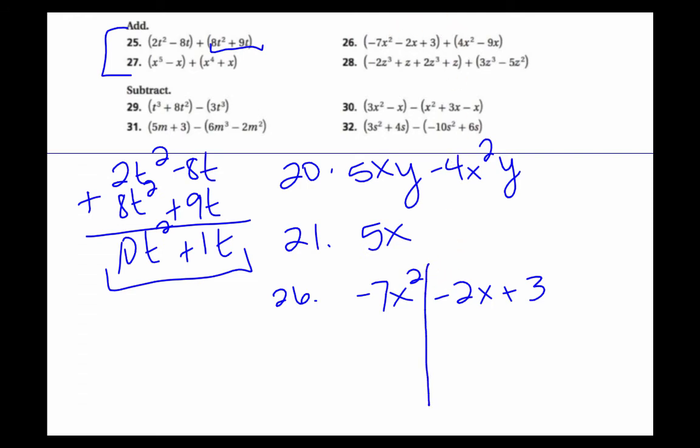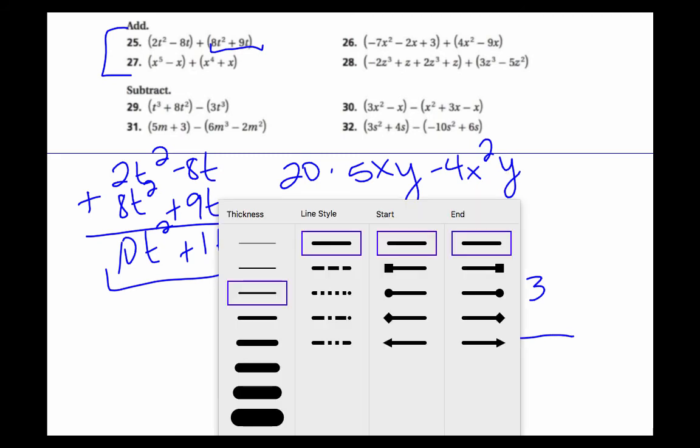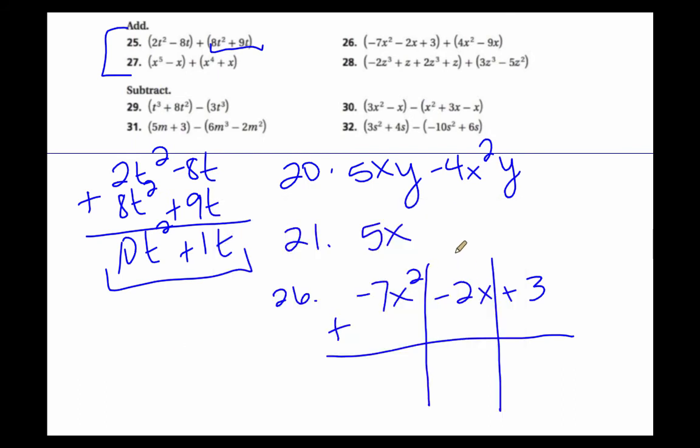Now I'm going to actually draw columns here. Notice that the sign goes in the column. And I'm adding to this, what am I adding? I'm going to do a different color. I'm adding 4x squared, that goes here, and negative 9x goes here. Okay, I don't have anything here to add to this, so he's just going to stay like he is.